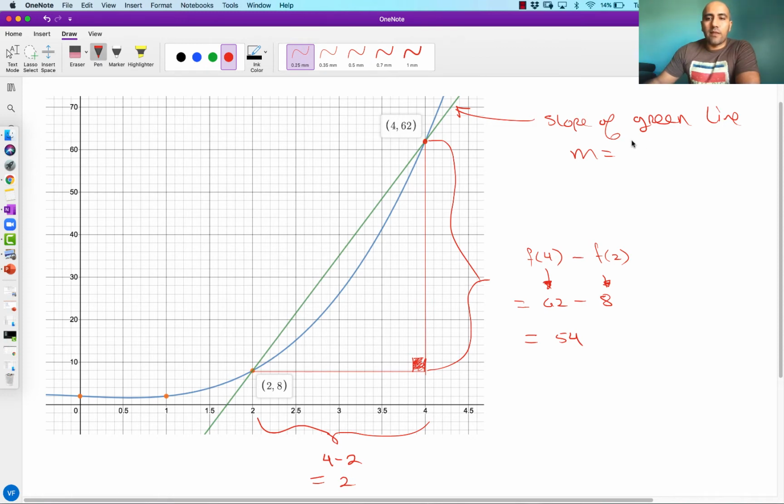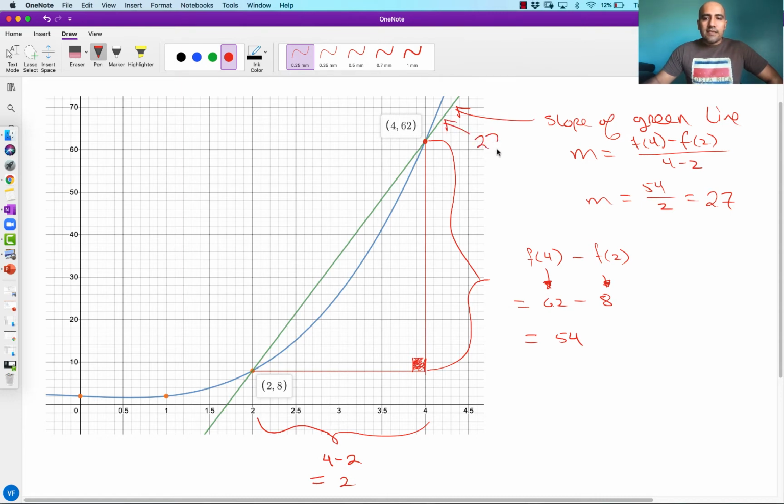And then just to formalize it into the formula, it's f of 4 minus f of 2 divided by 4 minus 2, which gives you m equals 54 divided by 2, which gives you 27. So the slope of this green line right here is m equals 27.